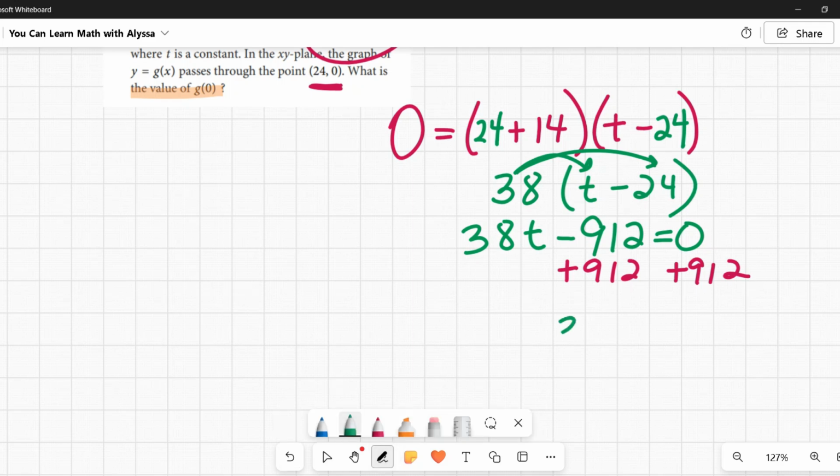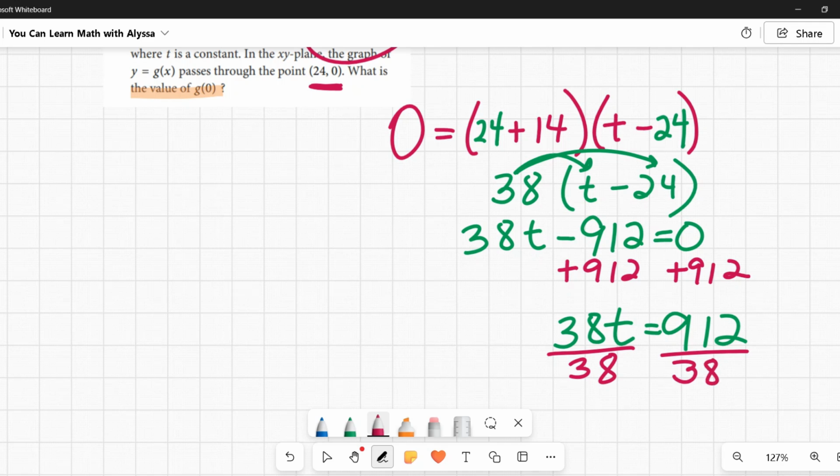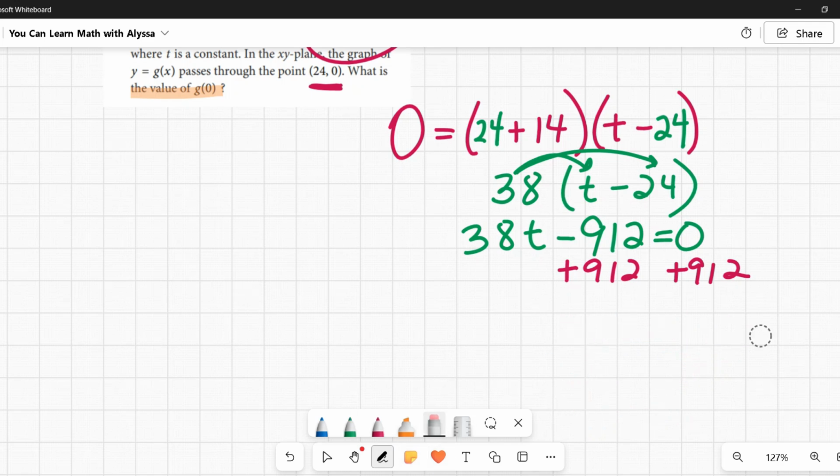And I am going to get 38t on the left and 912 on the right. So now t is being multiplied by 38. To undo that, I do the opposite, dividing by 38. And lo and behold, I still get that t is equal to 24. So, it takes a little bit longer, but it still gets you the right answer. And at the end of the day, that's the most important thing. Okay, so now we know t is 24.